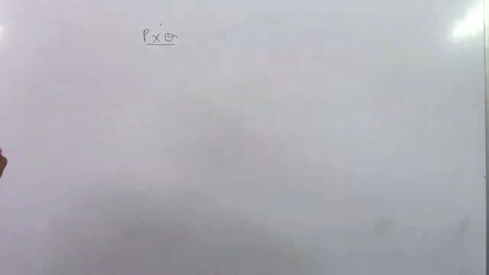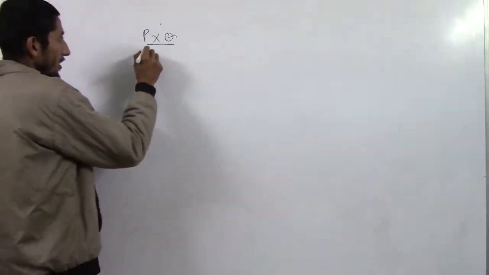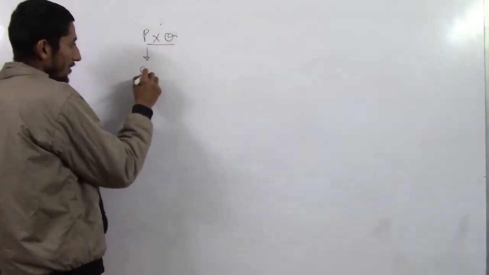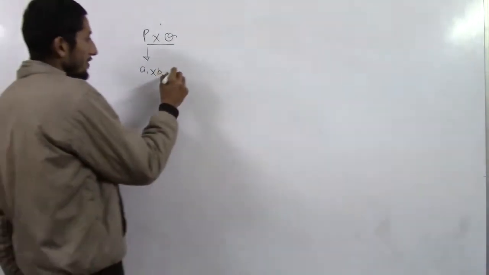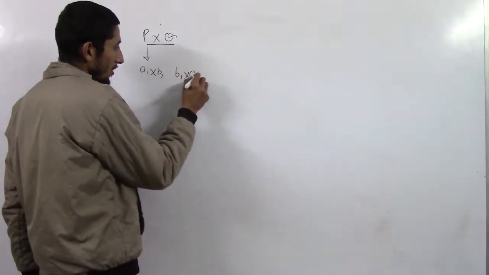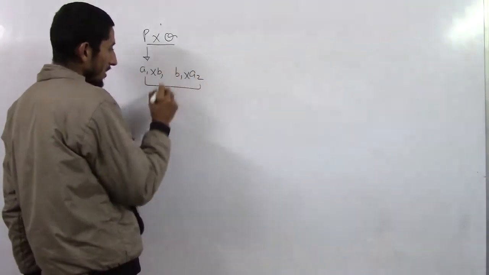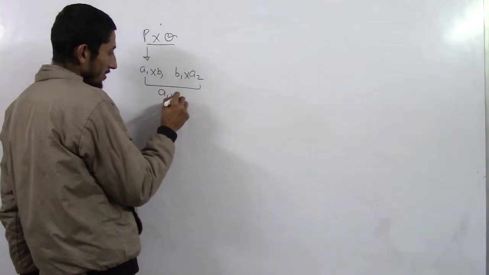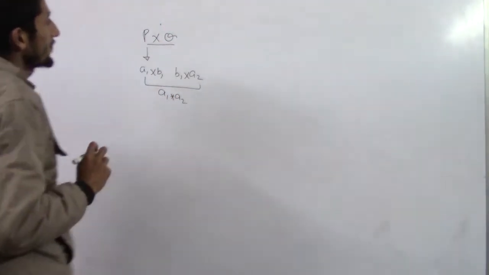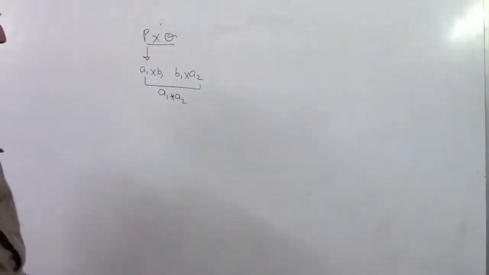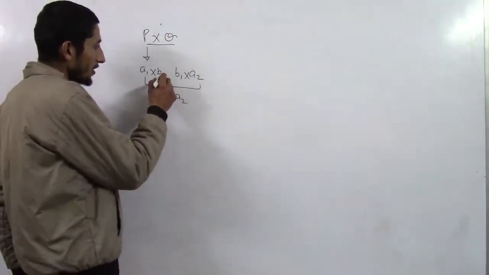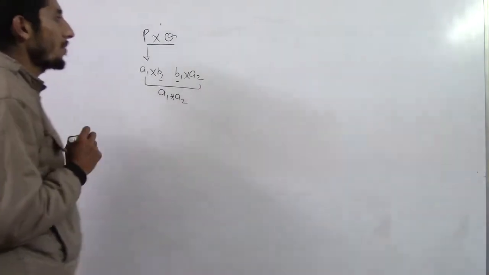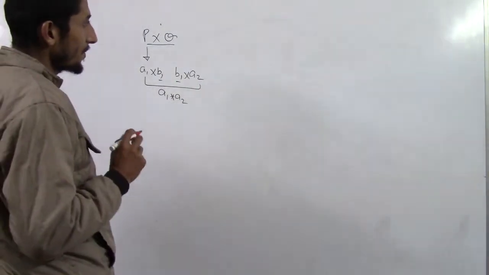In order to multiply these two matrices, first of all, let me check the size. Let's say the size of P is A1 cross B1 and the size of Q is B1 cross A2. So the resultant matrix has a size of A1 cross A2. Are you following this? In order to multiply two matrices, what is the condition? The condition is that these two values should be common. Let me develop the logic for you.